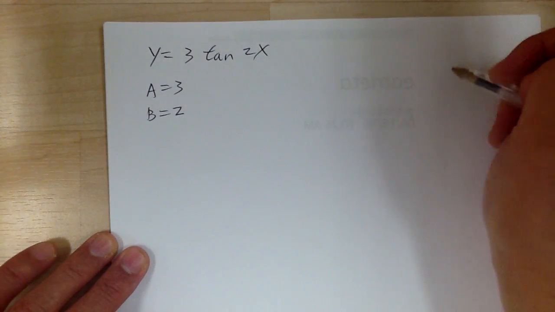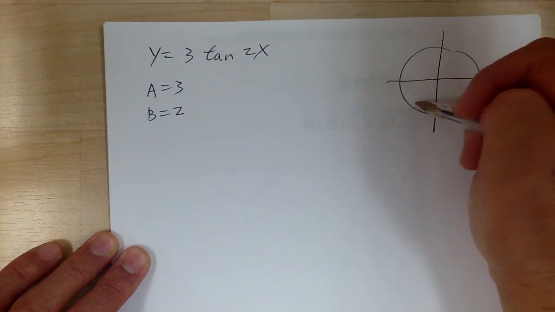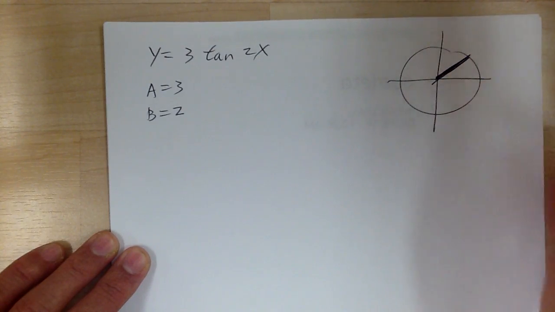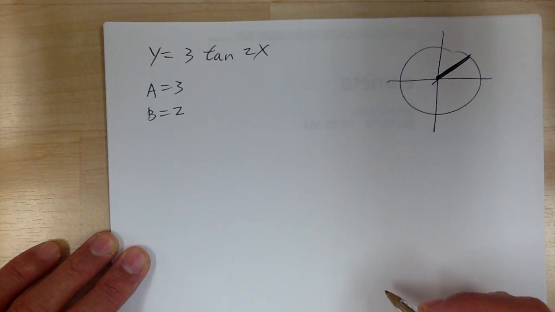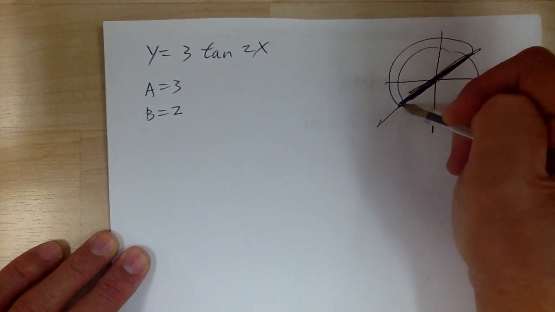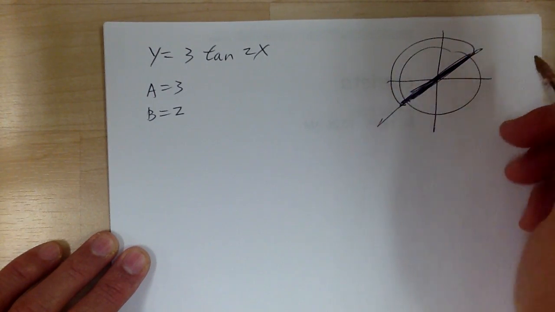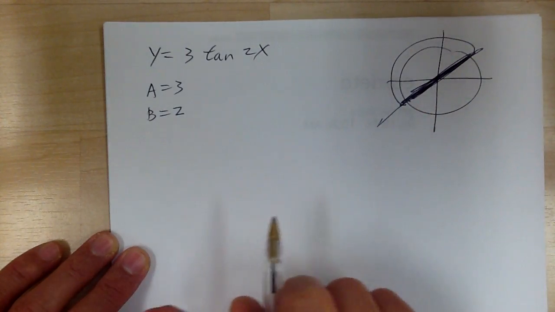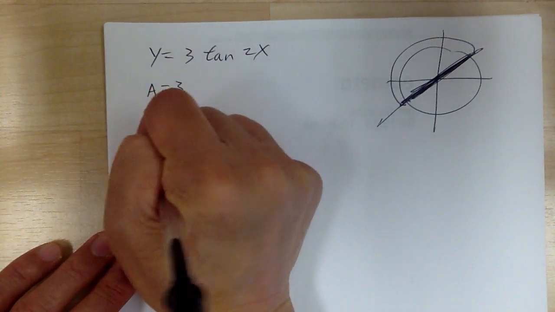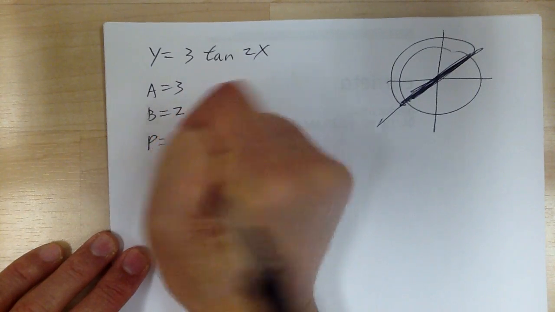Now, for the period, remember tangent is a slope, right? But what is the period for tangent? It's not 2 pi, because when you get over here, you get the same slope, see that? So the period is pi. For tangent and cotangent, the period is pi, whereas for the other 4 functions, the period is 2 pi. So for the period, it's going to be pi over b.